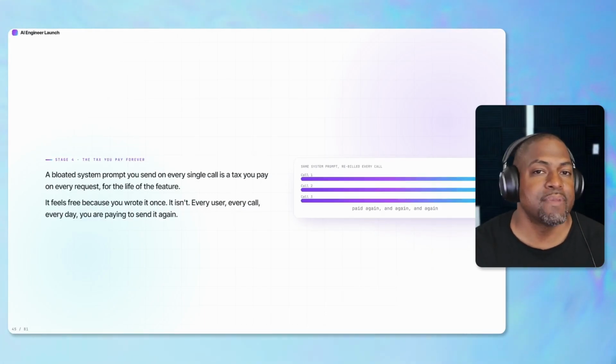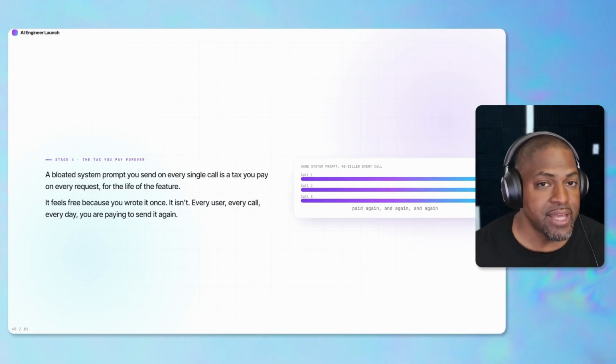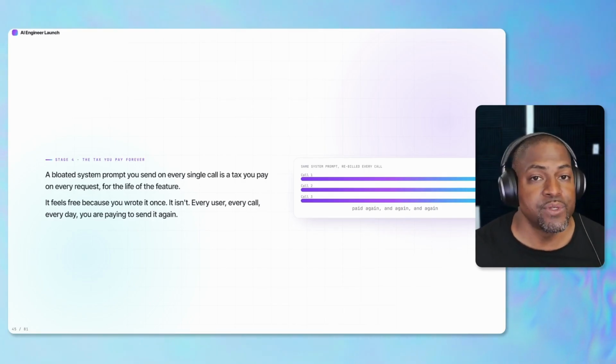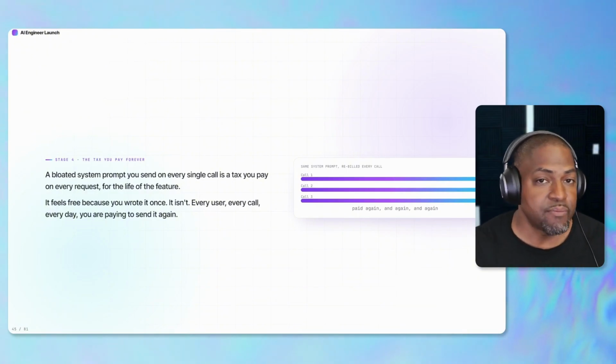A bloated system prompt is a per-call tax paid for the life of the feature. It feels free because I wrote it once, but every user, every call, every day, I'm paying to send it again. Audit and trim system prompts regularly.